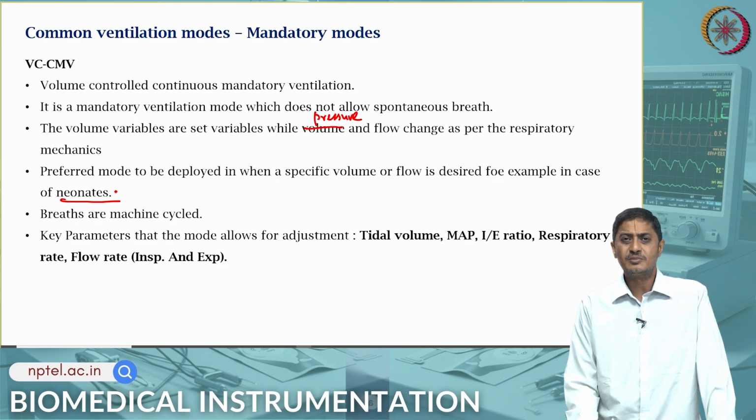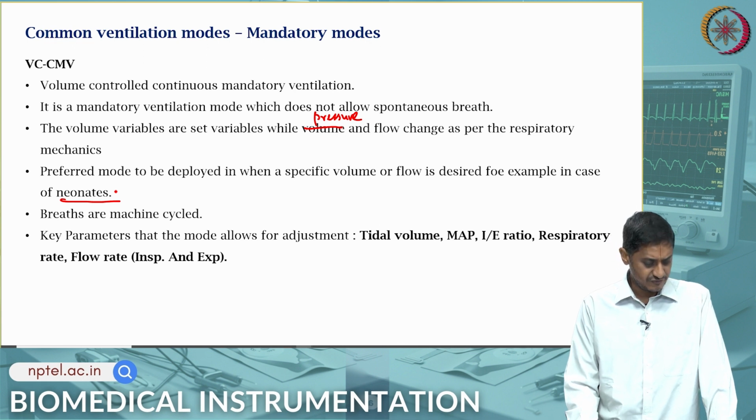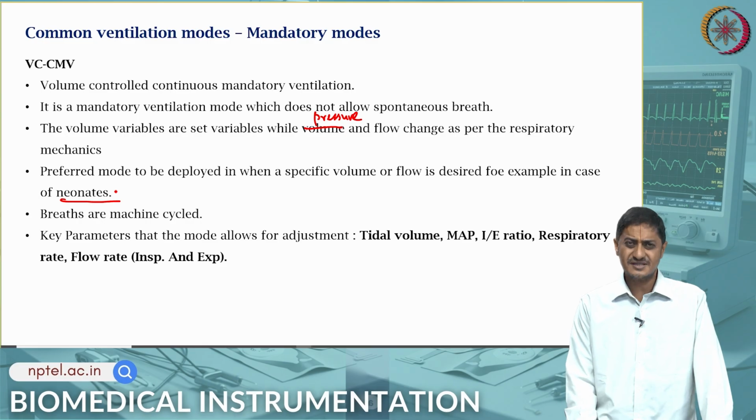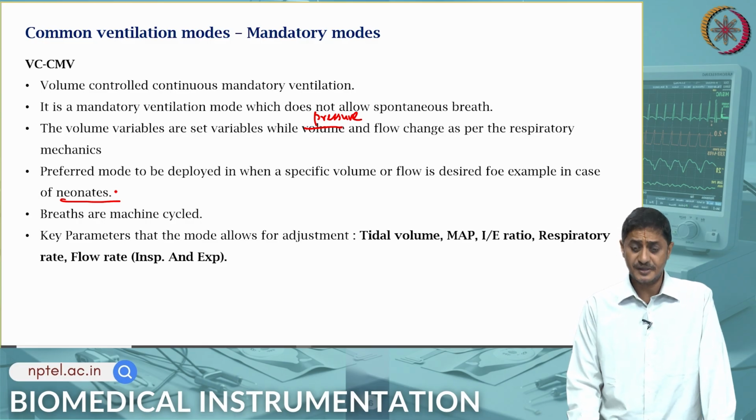Breaths are completely controlled by the machine. What are the key parameters that this mode adjusts? Tidal volume, MAP, I:E ratio and respiratory rate, flow rate, inspiratory and expiratory flow rate. In this case, pressure is still indirectly controlled because it is a dependent variable.